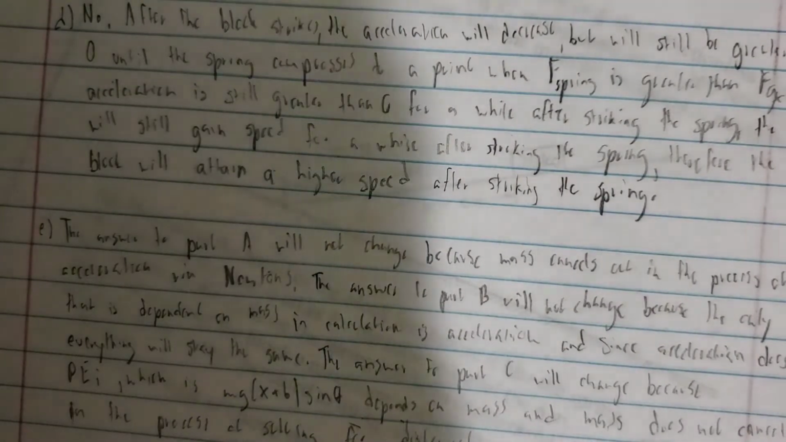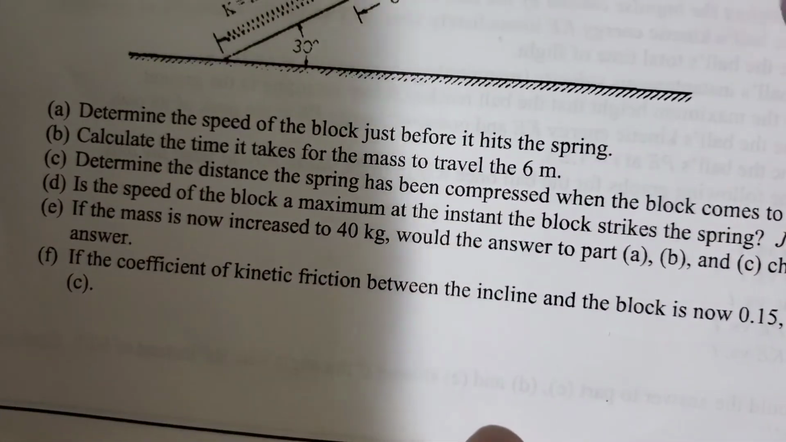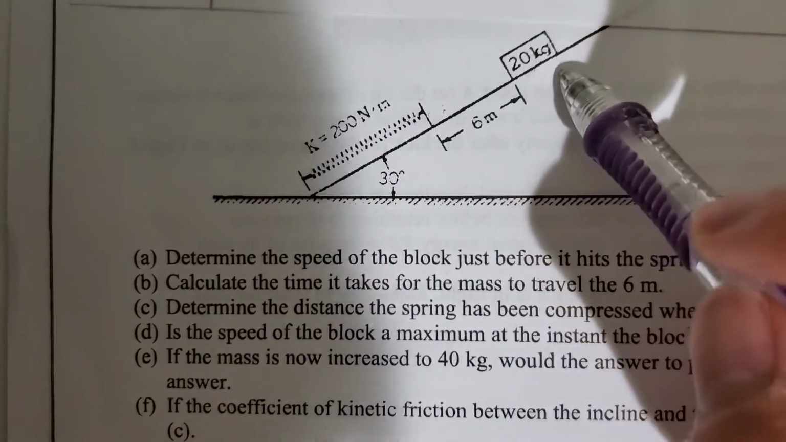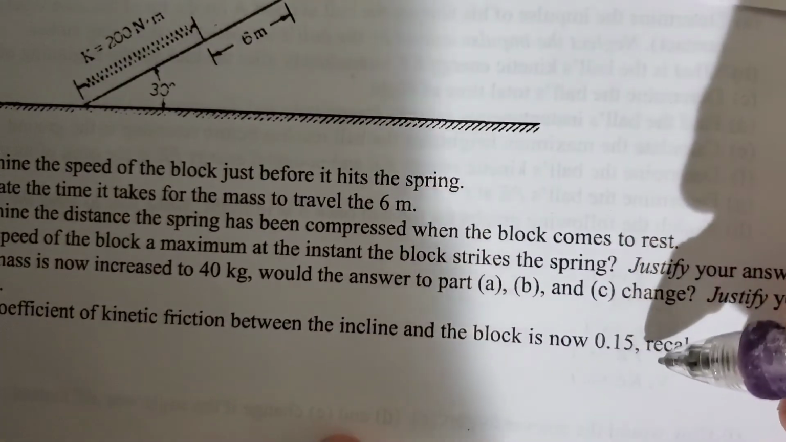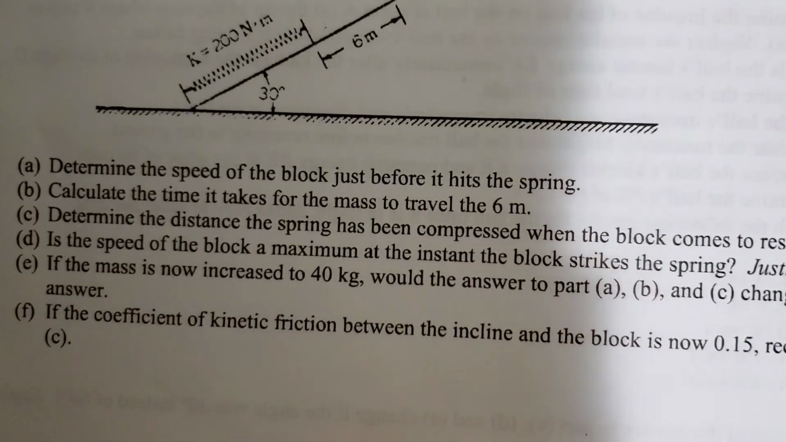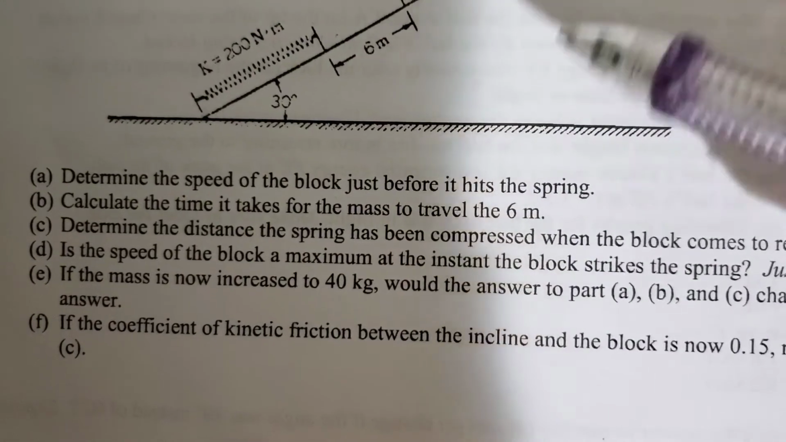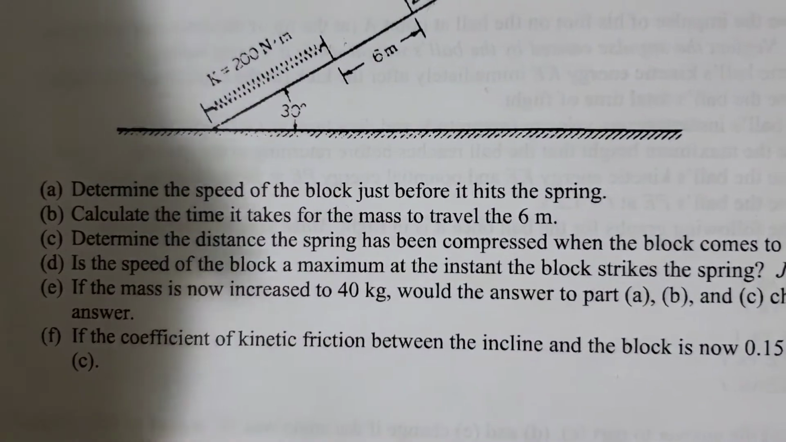Okay, part F, we are asked if there was friction between the block and the surface, and if the coefficient of friction was 0.15, we have to recalculate the distance compressed. That is what part C asks for. So we have to recalculate part C.